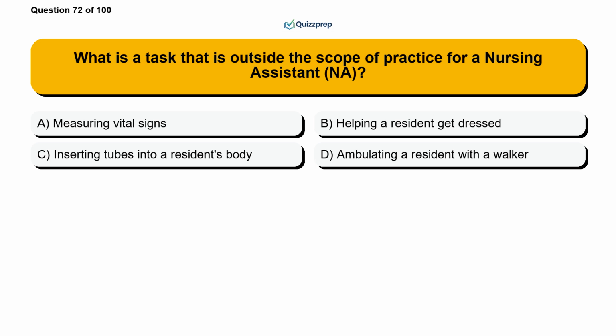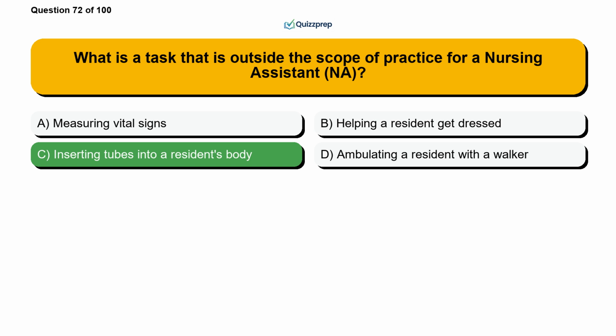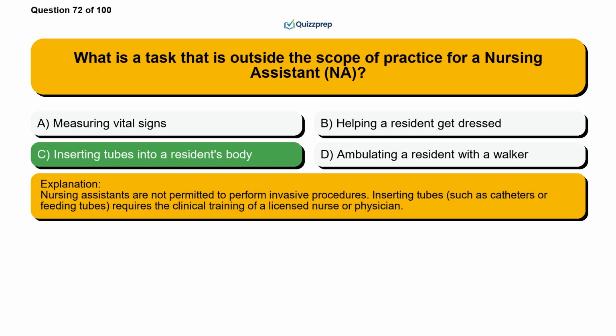Question 72. What is a task that is outside the scope of practice for a nursing assistant, NA? Option A, measuring vital signs. Option B, helping a resident get dressed. Option C, inserting tubes into a resident's body. Option D, ambulating a resident with a walker. The correct answer is option C, inserting tubes into a resident's body. Nursing assistants are not permitted to perform invasive procedures. Inserting tubes, such as catheters or feeding tubes, requires the clinical training of a licensed nurse or physician.